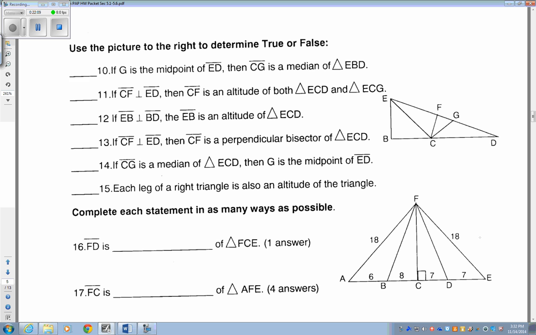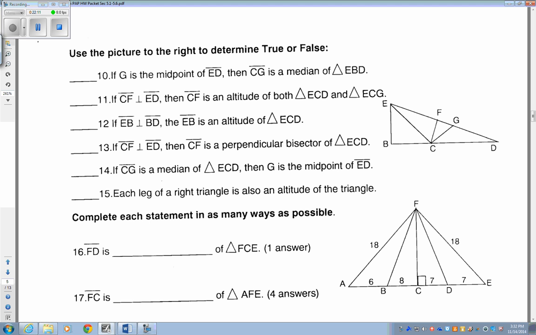All right, we're going to look at the true or false. So, use the picture to the right to determine true or false. It says if G is the midpoint, so if this happens, if it's the midpoint of ED, then CG, C to G, is the median of EBD, of that triangle. Is that a median? No, that's false. Yeah, median has to go to a vertex. So it goes from the midpoint to a vertex.